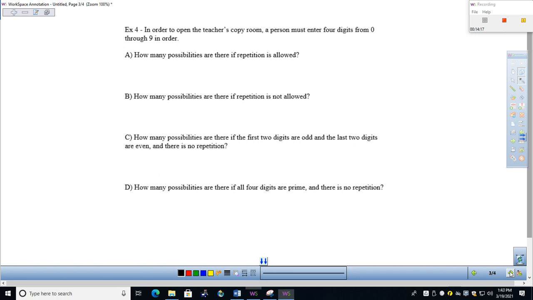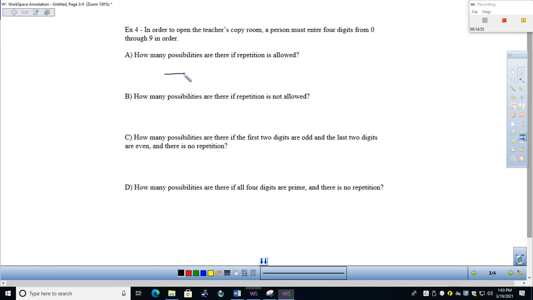All right, well, example 4. In order to open the teacher's copy room, a person must enter 4 digits from 0 through 9 in order, and how many possibilities are there if repetition is allowed? All right, sounds good. So this is probably the most straightforward approach. And so very simply, the first task would be to enter the first digit, and I don't see any special conditions that we've got to deal with.